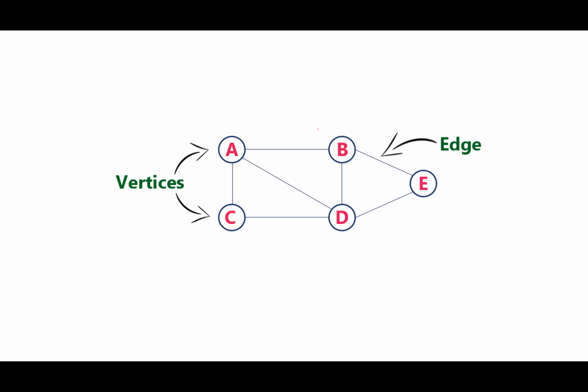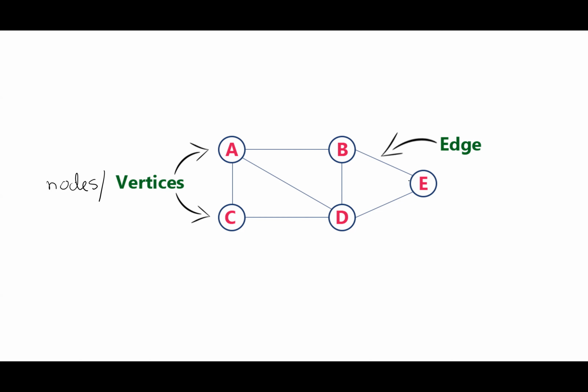Okay. So what is a graph? A graph is a collection of entities known as nodes or vertices, and these nodes are connected to each other through edges. As you can see from the diagram here, A, B, C, D, E, these are the nodes or vertices, and the lines that are connecting them, those are edges.